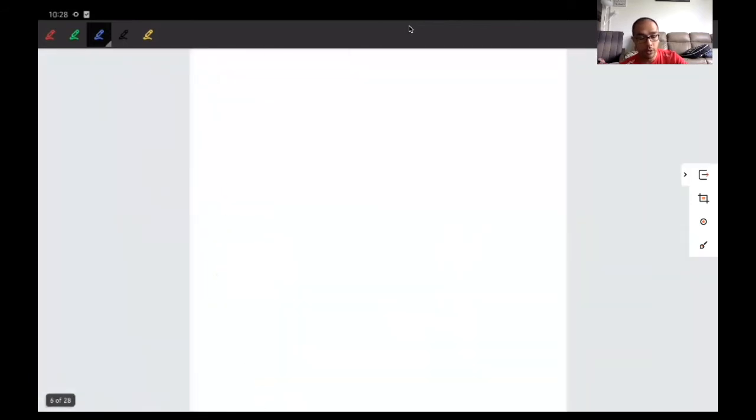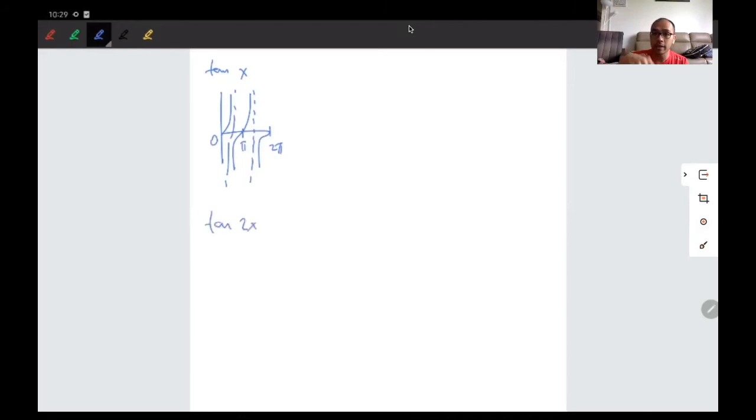Okay. So tangent x. Let's start with tangent x first. Tangent x is like this, and like this. Okay, so there's one dotted line over here. This one will be 2 pi, this will be pi, and this will be 0. That's tangent x. Tangent 2x will be twice the number of this, but in the same 2 pi.